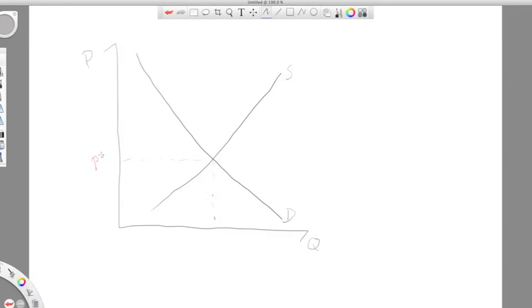I'm going to be a little bit more generic this time. I'm just going to call that P star and call that Q star. And in fact, let's put little 1 subscripts on them so that we know that they're the first equilibrium point that we're going to consider.